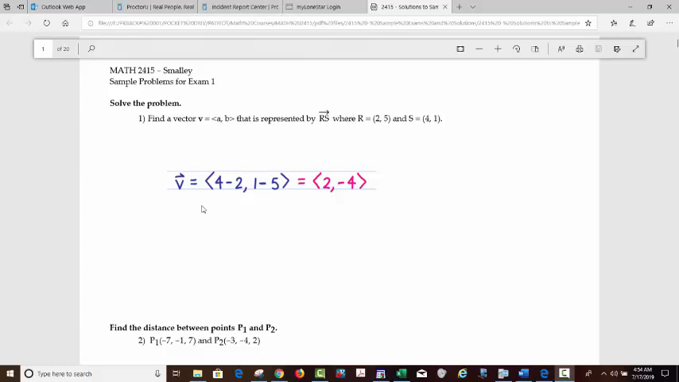Number 1 is very simple, finding the vector between 2 points. If it's specifically labeled as from R to S, in this case, it would be the second point S minus the first point R. So vector RS would just be 4 minus 2 is 2, and then 1 minus 5 is negative 4. That means vector SR would be just the opposite of that. It would be negative 2 and positive 4. So that's really easy.